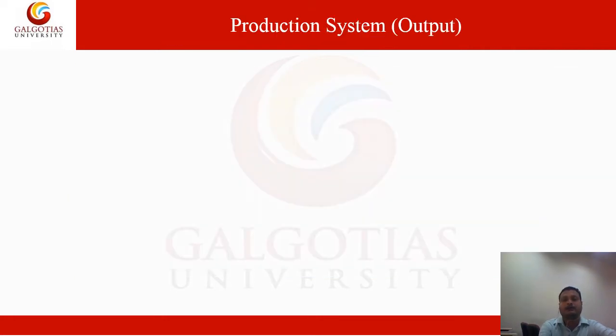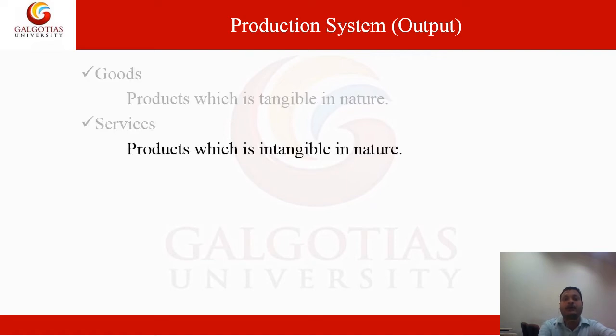And now students, we can see the output of the production system. The output of the production system can be goods or services. Goods are products which are tangible in nature, and services are products which are intangible in nature. We will try to make a difference between these outputs in detail in the next class.